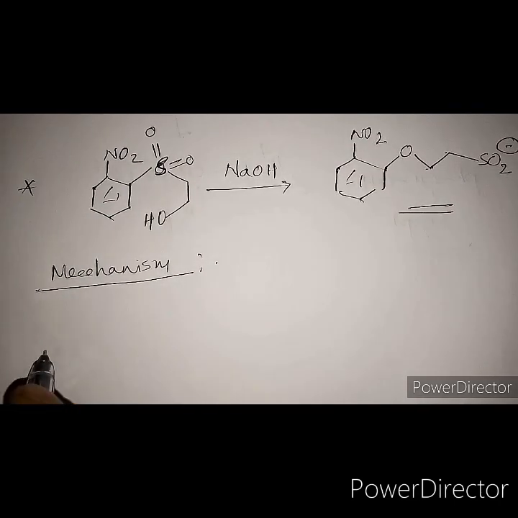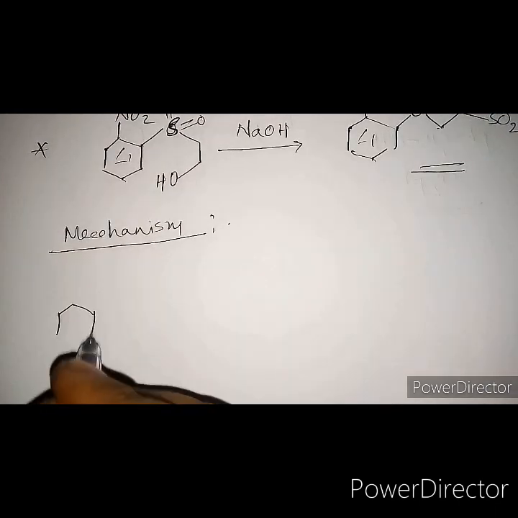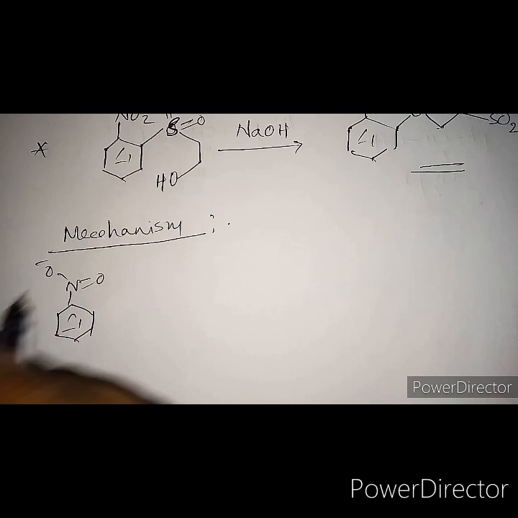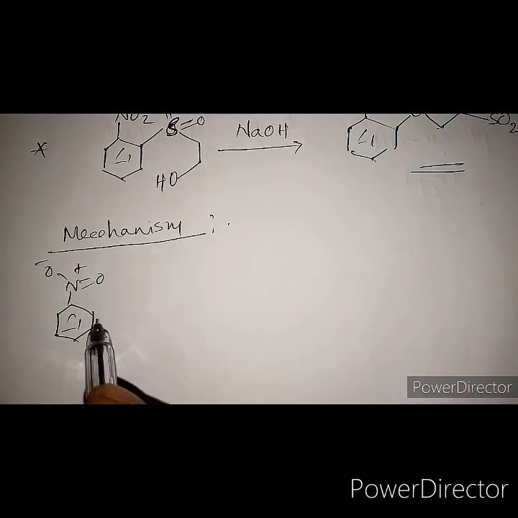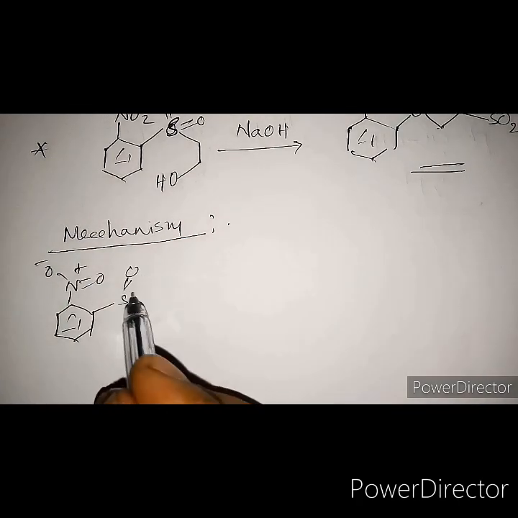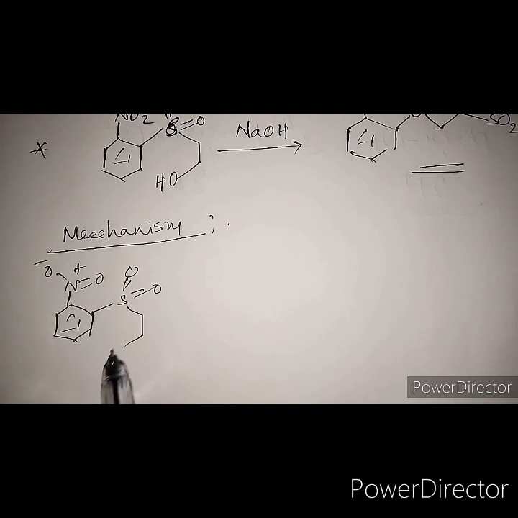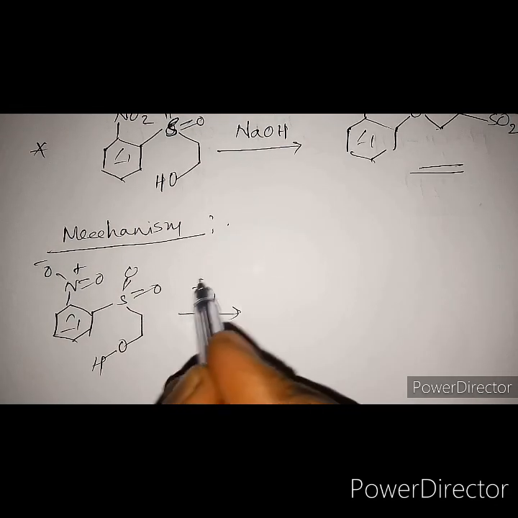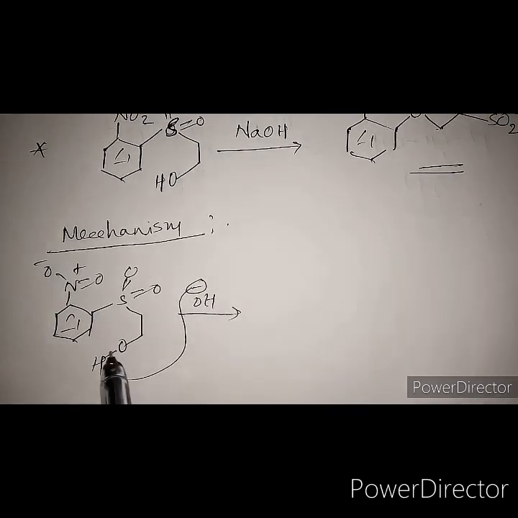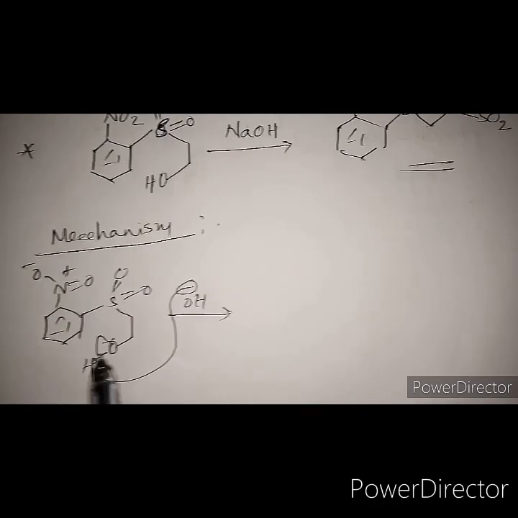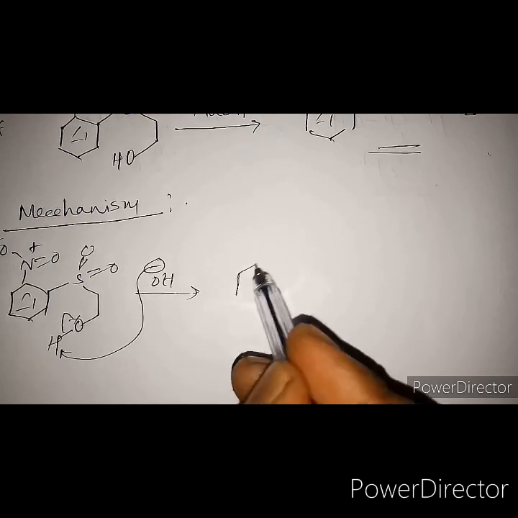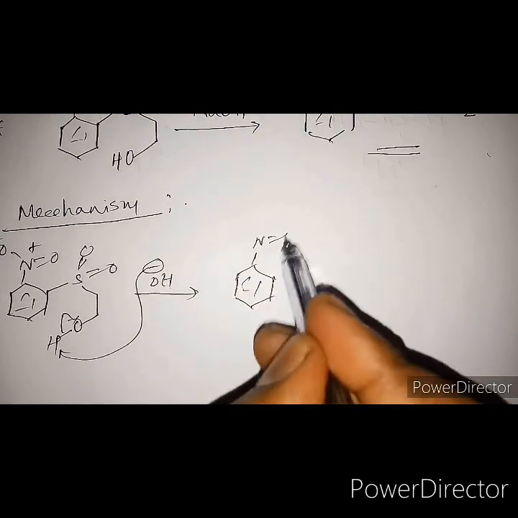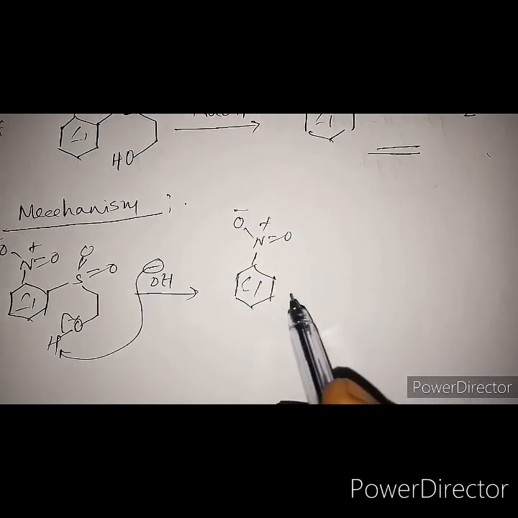Now first you can write this NO double bond O minus, this is plus. We have sulfur dioxide here, OH. Now we are using a base, OH minus. So this will abstract this proton and create a negative charge. Why? Because in order to make it more nucleophilic, in order to increase the rate of the reaction, N double bond O minus.